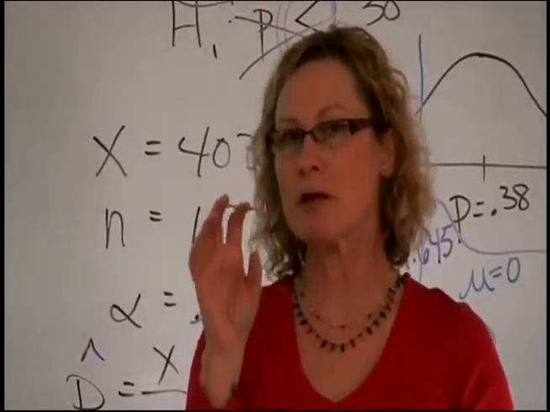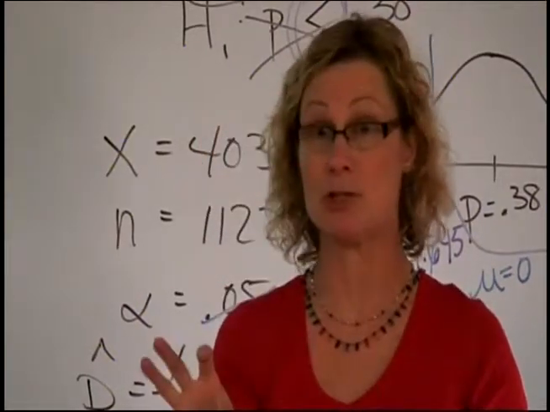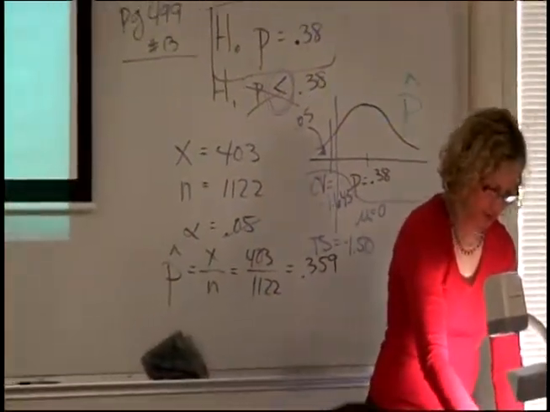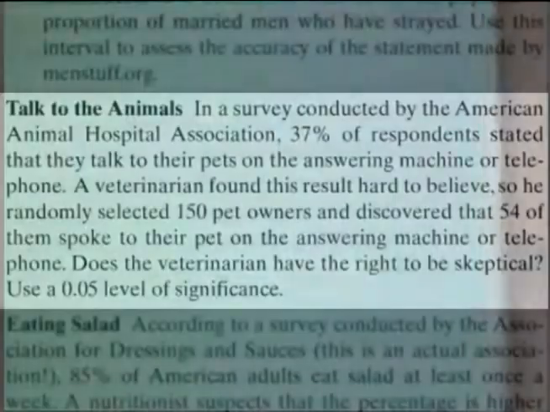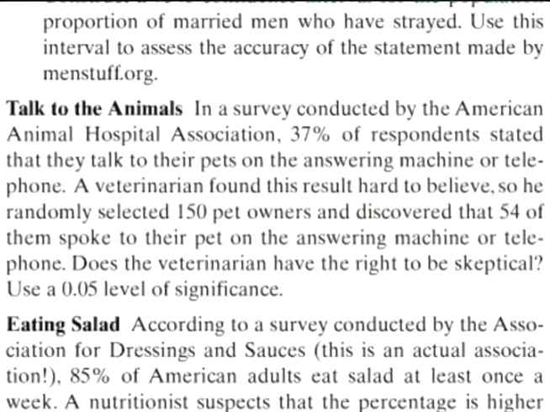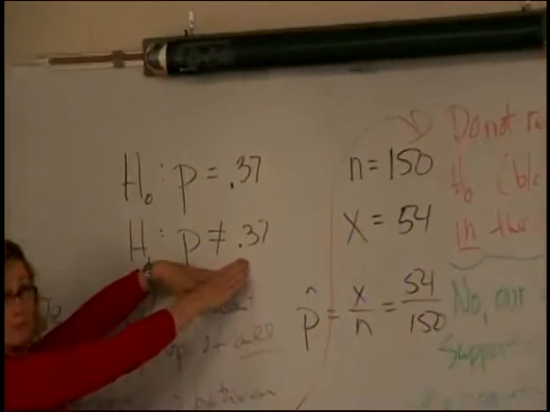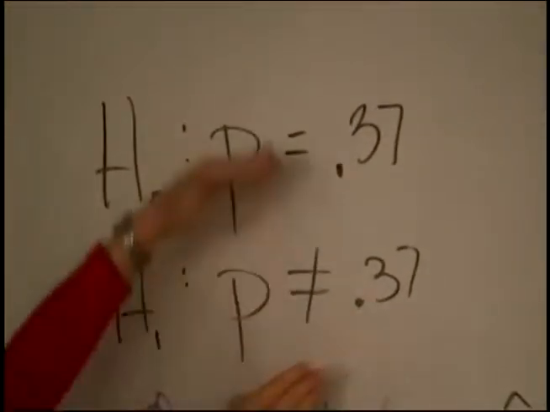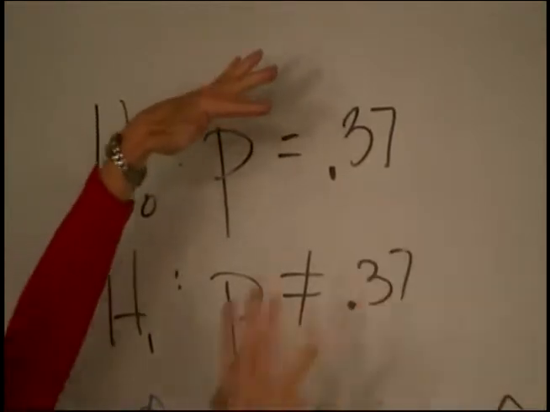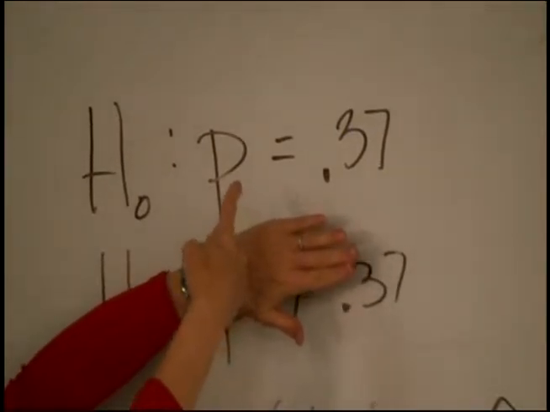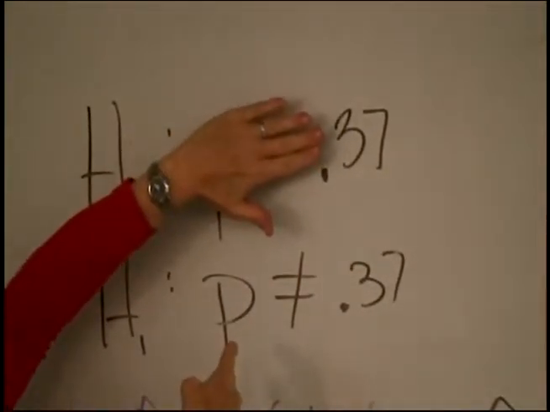Here we have something that has been established, and we're given that. According to a survey conducted by the American Animal Hospital Association, they were given a fact: 37%. So we have this fact, and somebody comes along and says, I don't believe it. Then you're using your sample evidence to say, you don't have a right to not believe it, or yeah, you were right. It's P for proportion.